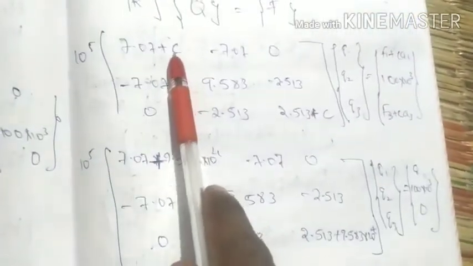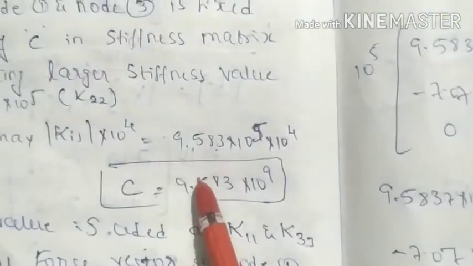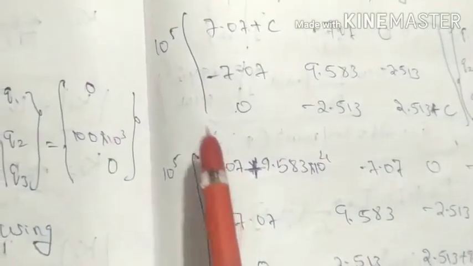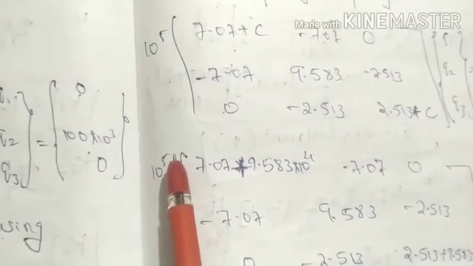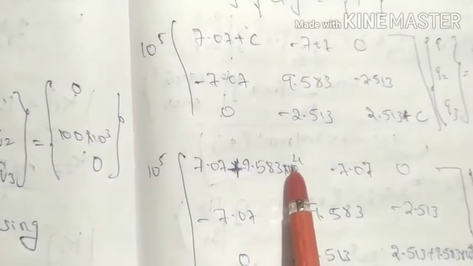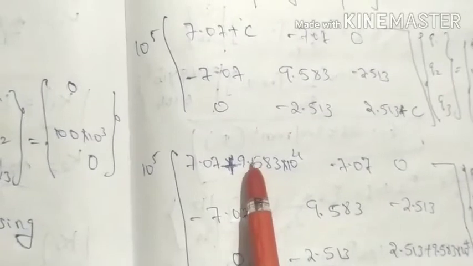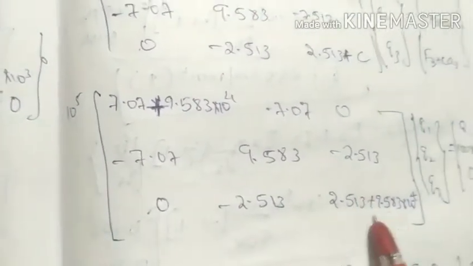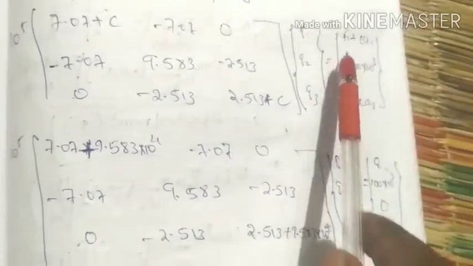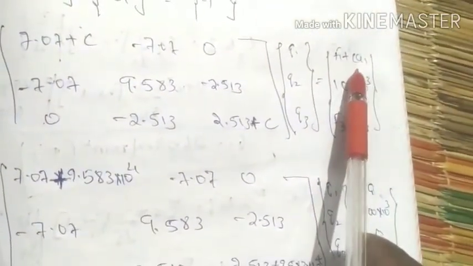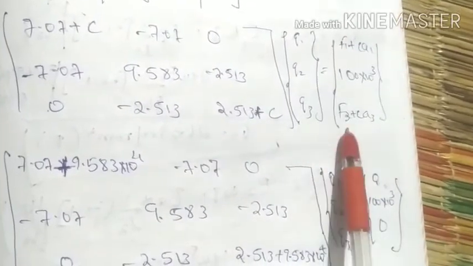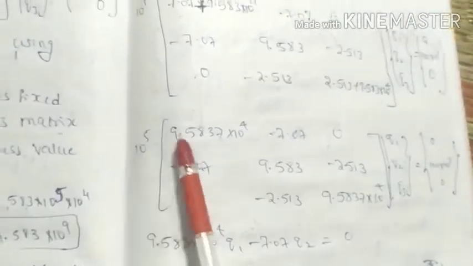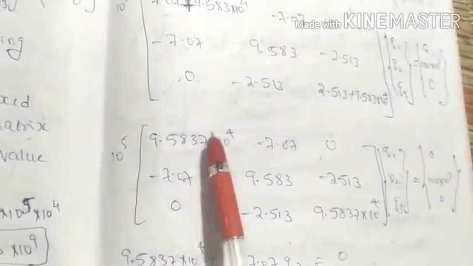Now we need to substitute the c value, 9.53 into 10 raised to 9. You already have 10 raised to 5 outside, therefore we take only 10 raised to 5 outside, and the remaining will be 10 raised to 4 into 9.583 plus 7.07. Similarly here, f1 is 0 and a1 is also 0, therefore the total term becomes 0. Here f3 is also 0 and a3 is also 0, therefore again the total term becomes 0. If you add these two, this is the value you will get.